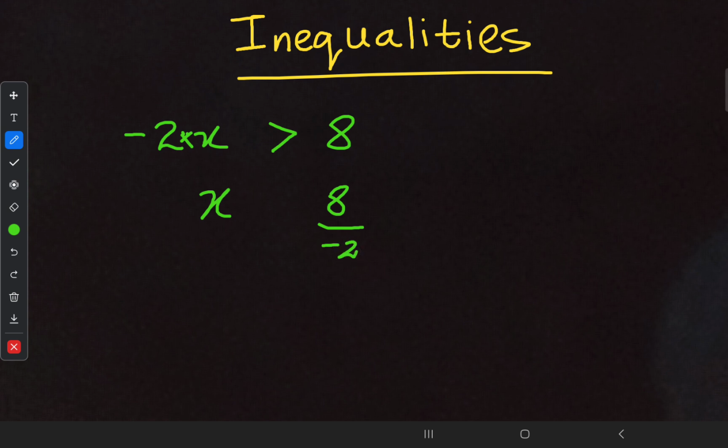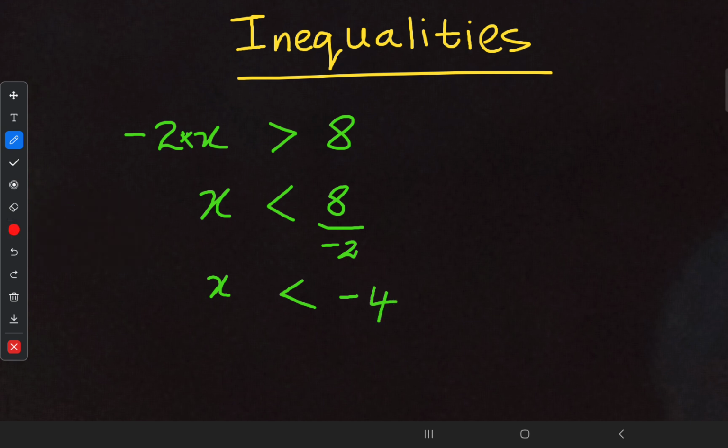When we use negative numbers to multiply or divide, not addition or subtraction, I'm only talking about the multiplication and division instance, in those cases the direction will change to its opposite. So x should be less than negative 4. This is going to be our answer for this question.